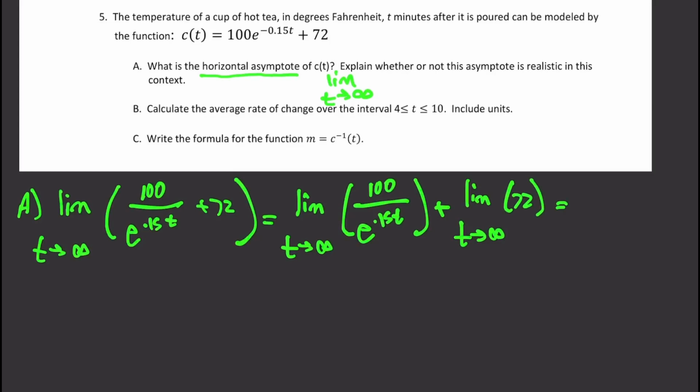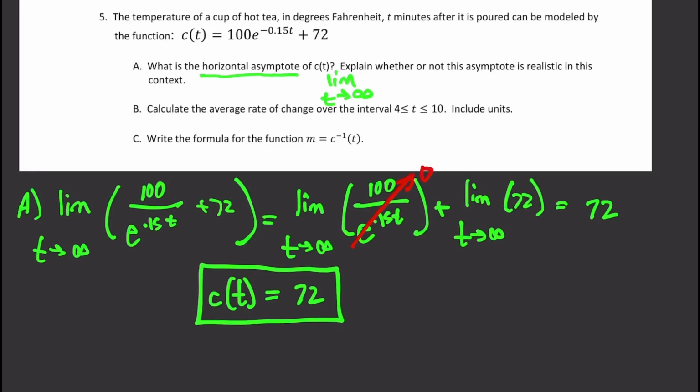Now, if you remember back to our limit unit, if I plug in infinity to t, I'm going to have 100 over infinity. So that's going to be 0. The limit as t approaches infinity of 72, it doesn't matter what t is in this case, it's just going to stay 72. So my limit is going to be 72. So if I want the equation of the horizontal asymptote, I have to use my function notation. That's going to be c of t equals 72.